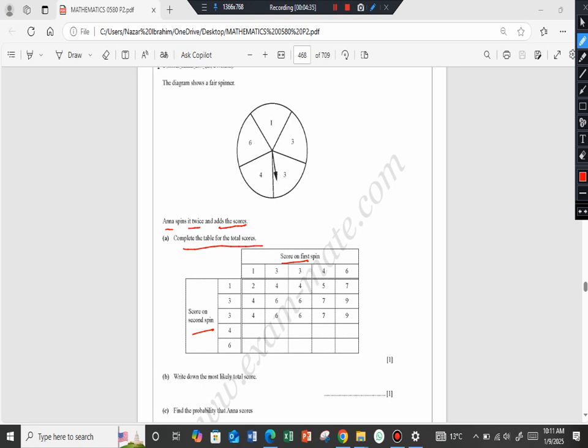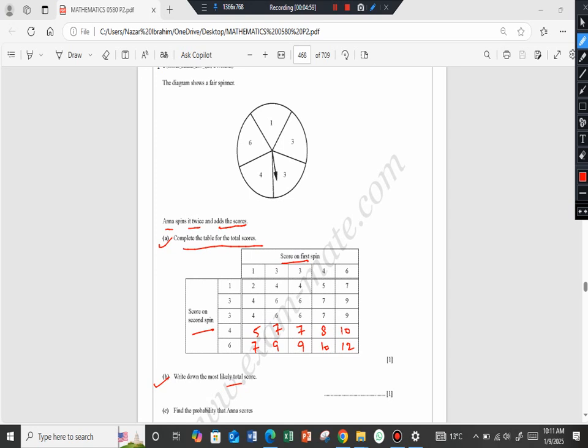Three rows are done for us. We just need to add them up. 4 plus 1, 5; 4 plus 3, 7; 4 plus 3, 7; 4 plus 4, 8; and 4 plus 6, 10. 6 plus 1, 7; 6 plus 3, 9; 6 plus 3, 9; 6 plus 4, 10; and 6 plus 6, 12.